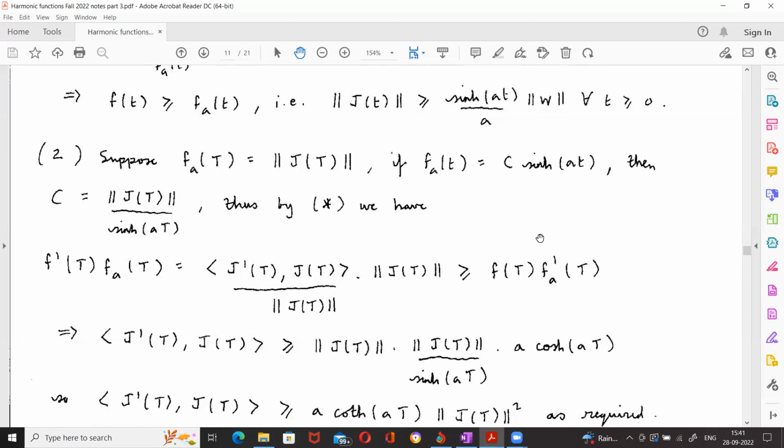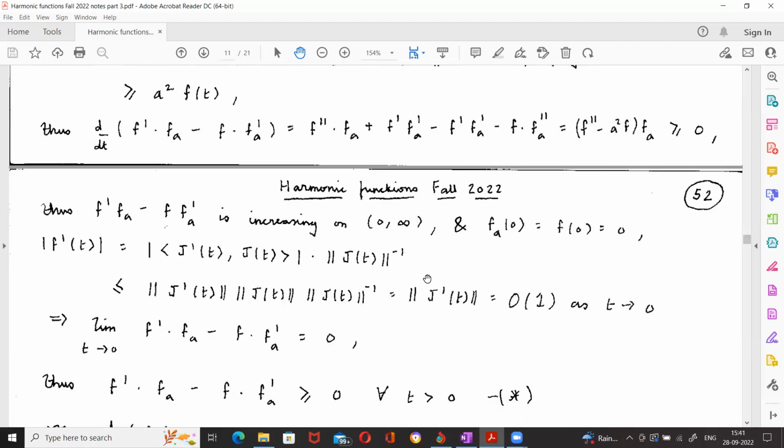Right. Okay. And now we use this inequality, star: f dashed into fa minus f into fa dashed is greater than or equal to 0. So we just apply that here.